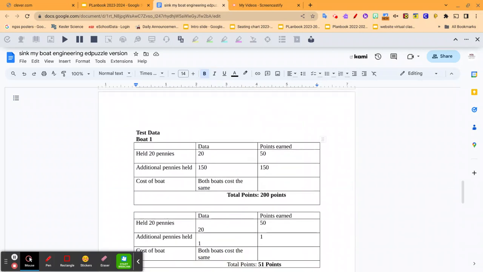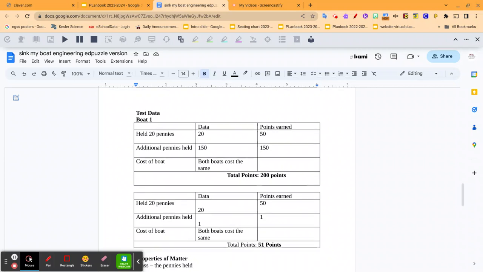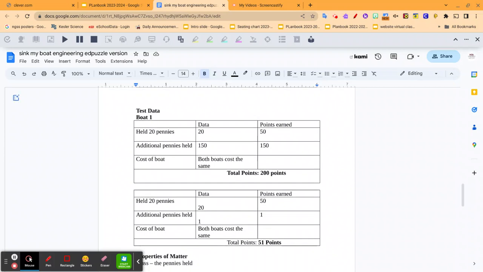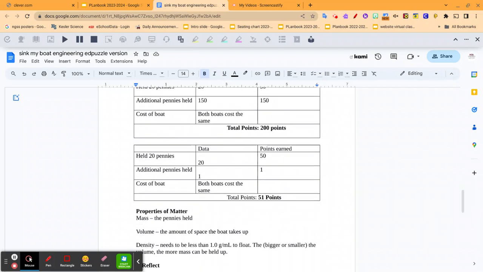Boat 1 held not only 20 pennies, but also 150 extra pennies. The cost of the boat was the same as boat 2 because boat 1 and 2 used the exact same materials. So boat 1's total points come to 200. Boat 2 held 21 pennies, so it got 50 points for the 20 pennies and 1 additional point. So boat 2 only got 51 points.